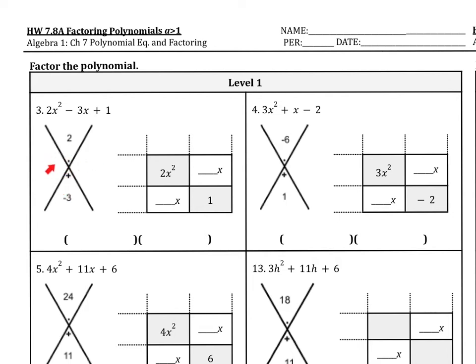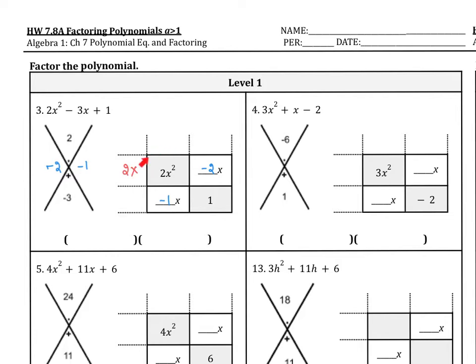So what goes on the side: when you multiply, you get 2, and when you add them, you get negative 3. Those two numbers are going to be negative 2 and negative 1. These places are already filled with the first number and the last number, so these ones are going to be 2x squared and negative 1x. The GCF of these two is going to be 2x outside.